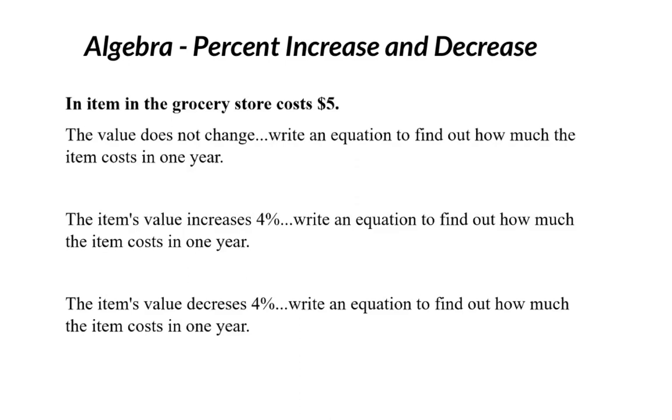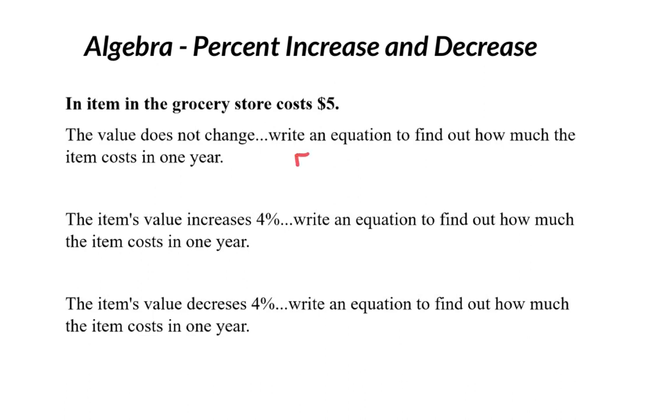I want to talk about how we calculate and how we use percent increase and decrease. So imagine an item in a grocery store costs $5. This first set says the value doesn't change. Write an equation to find out how much the item costs in a year. Well, if the item doesn't change, I hope you can just think, well, obviously it still costs $5. But I want to write an equation for this.